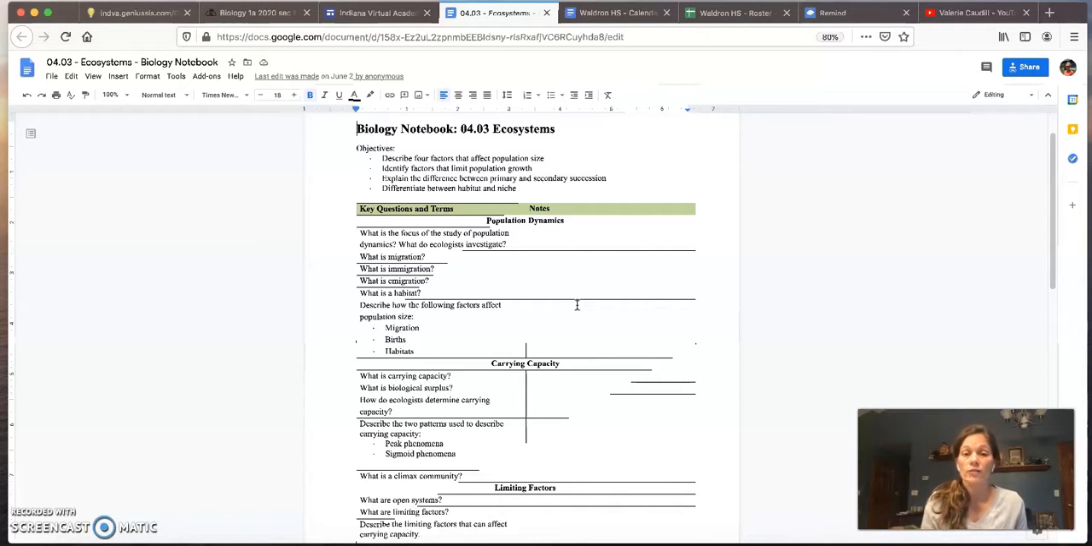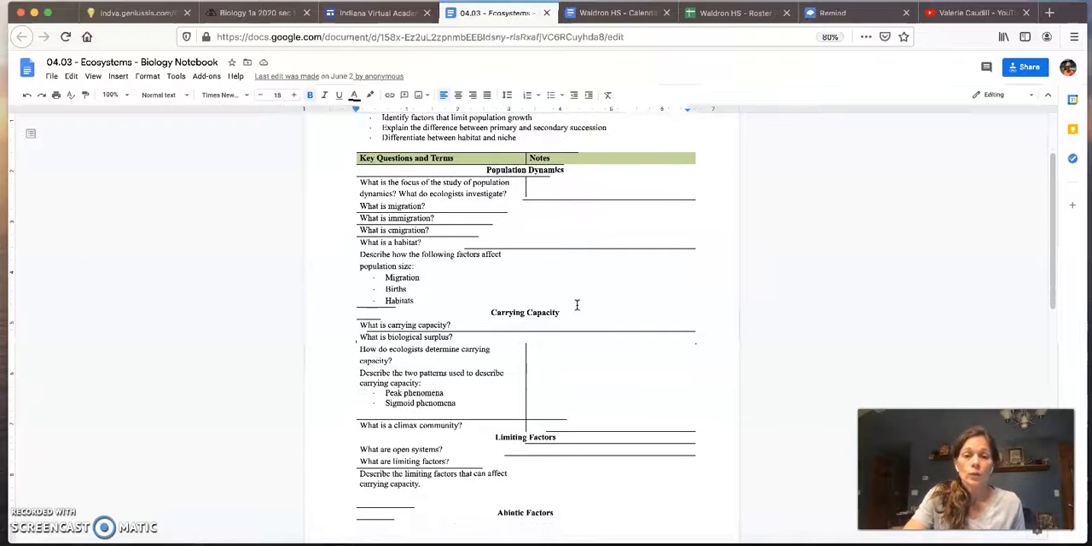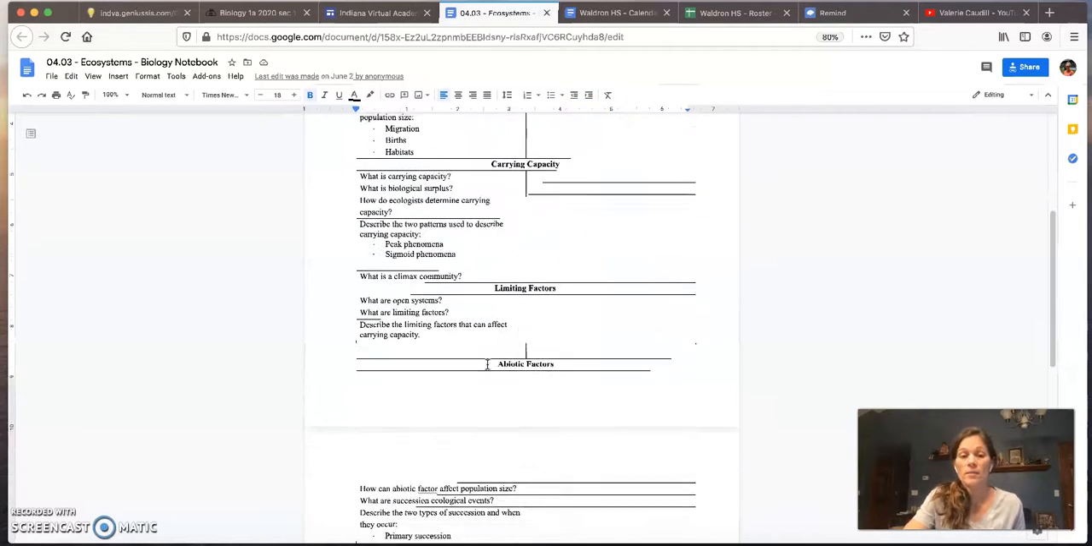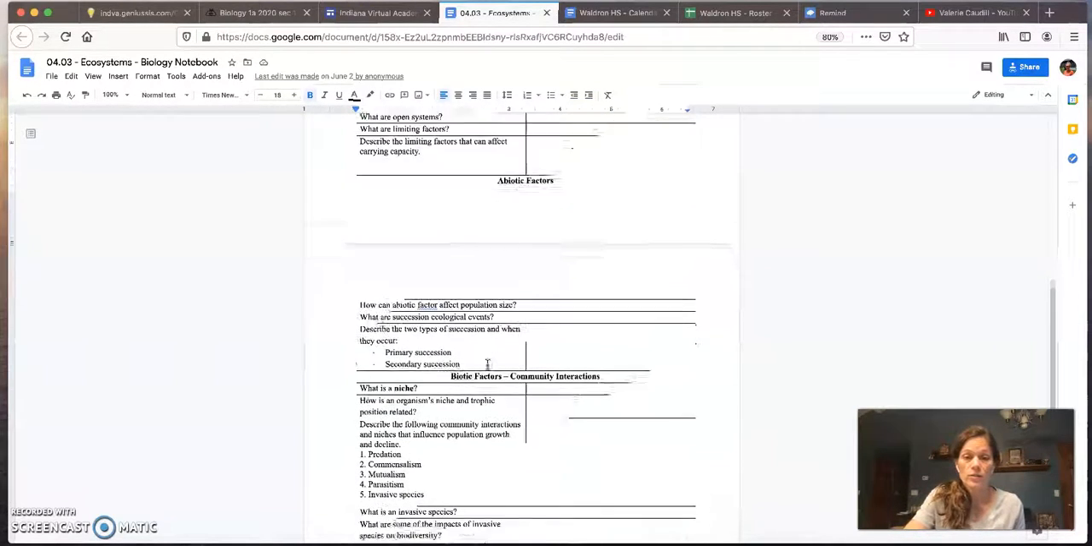So we'll be looking at factors that affect population size, factors that limit population growth, differences between primary and secondary succession, and then differentiate between habitat and niche. Okay, so as you go through the lesson, you're going to take notes on population dynamics, carrying capacity, limiting factors.